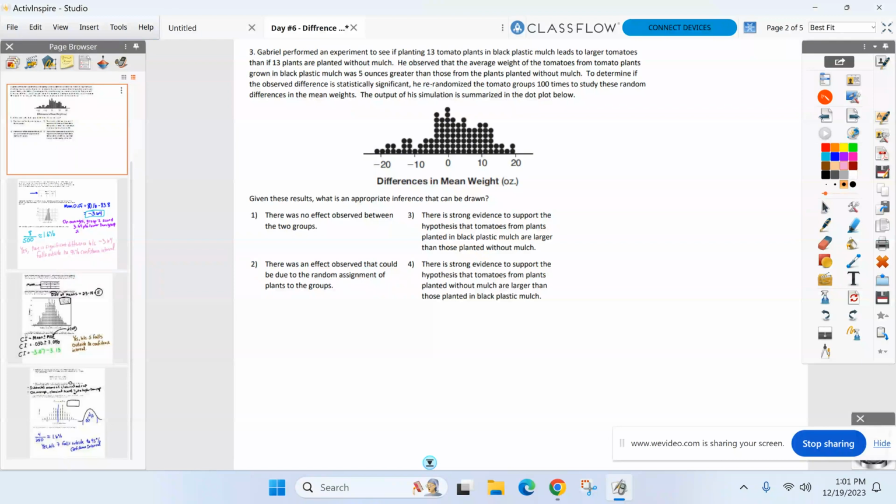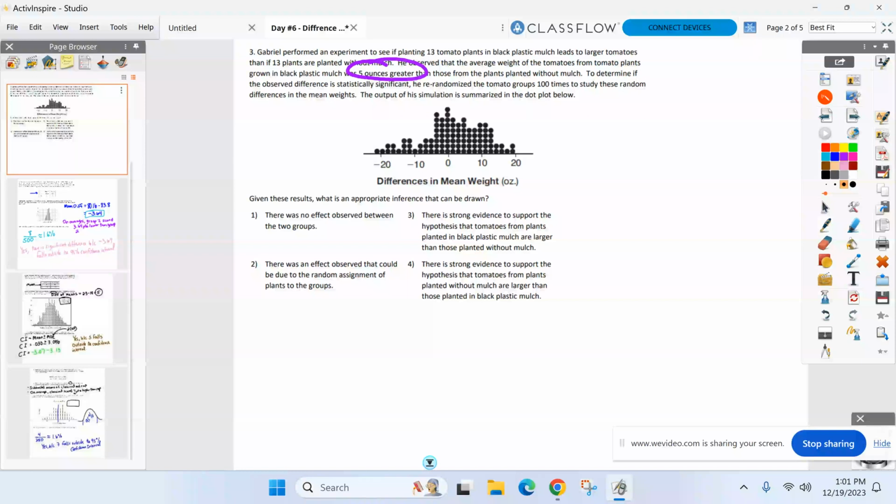Was it because of the mulch or just by random chance? There is definitely a difference, it's 5 ounces. I just want to know, is it by random chance, or is it because of the darn mulch? So I don't need to calculate anything here. I already know it's 5 ounces greater.